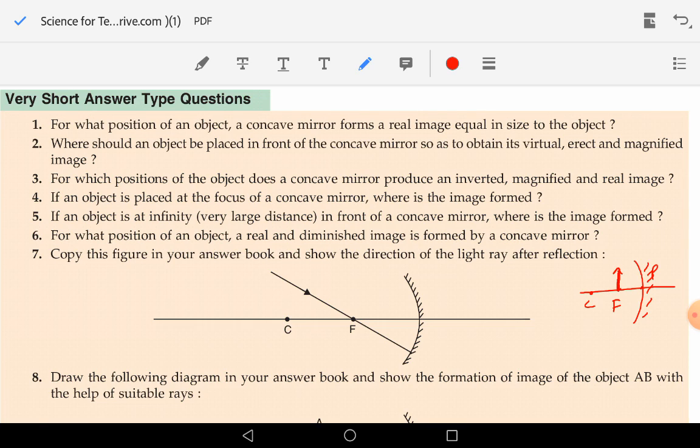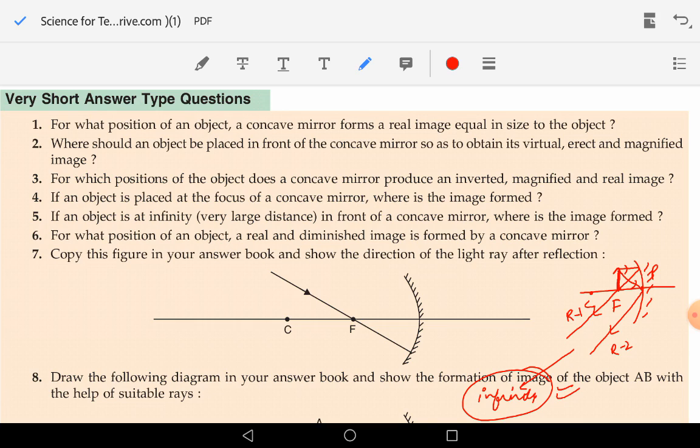If the object is kept at the focus, after reflection this is the first ray and this will be the second ray. We can see that reflected ray 1 and reflected ray 2 are parallel to each other. Hence in such a case the image is said to be formed at infinity. So the answer is that the image will be formed at infinity.